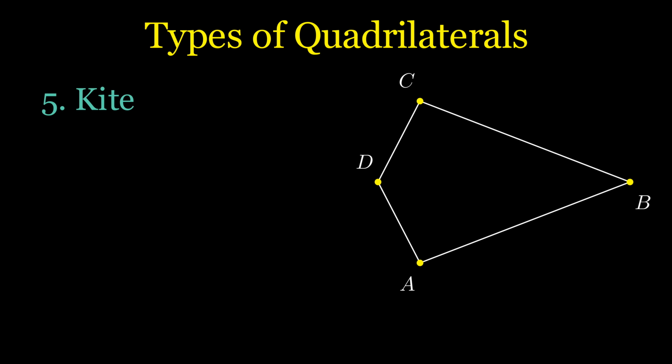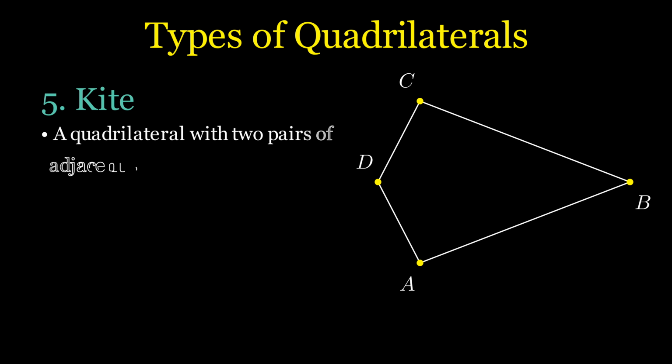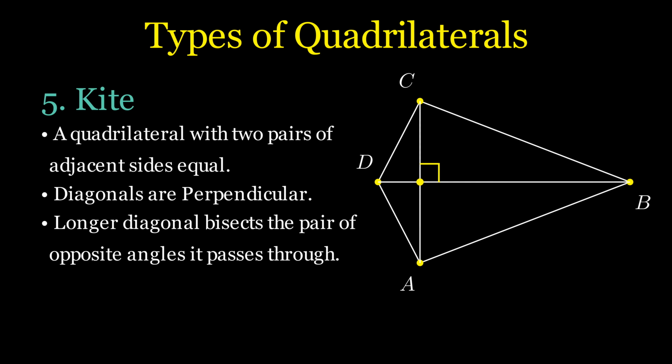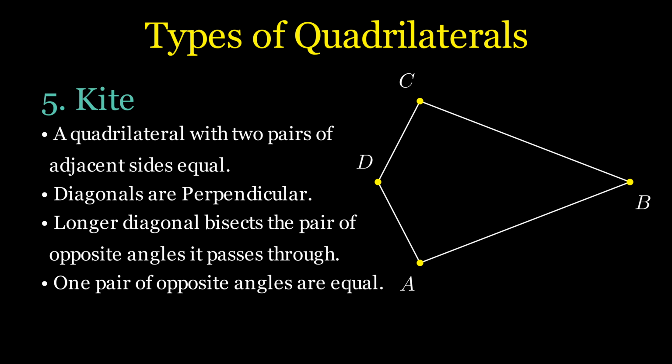Now next is kite. It is a quadrilateral with two pairs of adjacent sides equal. So here side AB is equal to side BC and side AD is equal to side CD. Diagonals are perpendicular. The longer diagonal bisects the pair of opposite angles it passes through. So you can see this from the diagram. And one pair of opposite angles are equal. So here the angle A is equal to angle C.